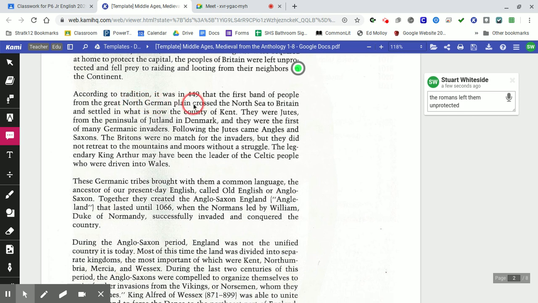According to tradition, it was 449 that the first band of people from the great North German plain crossed the North Sea to Britain and settled in what is now the county of Kent. They were the Jutes from the peninsula of Jutland in Denmark, what's currently Denmark, and they were the first of many Germanic invaders. Following the Jutes came the Angles and the Saxons. Britons were no match for the invaders, but they did not retreat to the mountains and the moors without a struggle. The legendary King Arthur may have been the leader of the Celtic people who were driven into Wales.